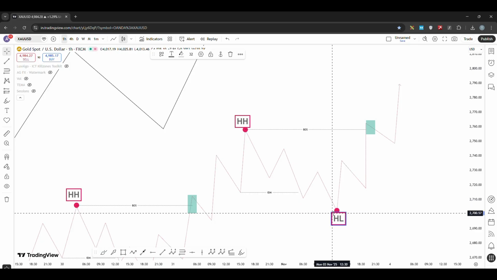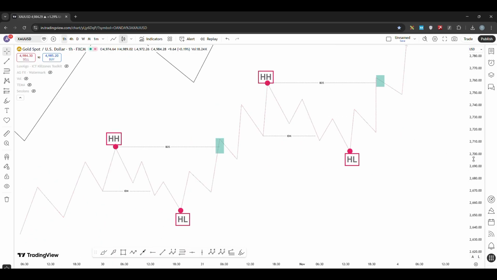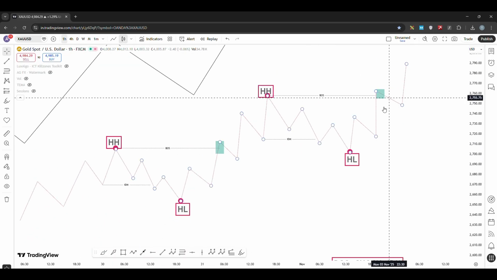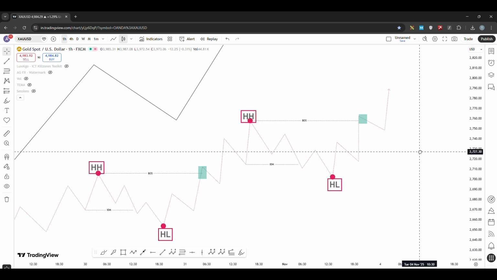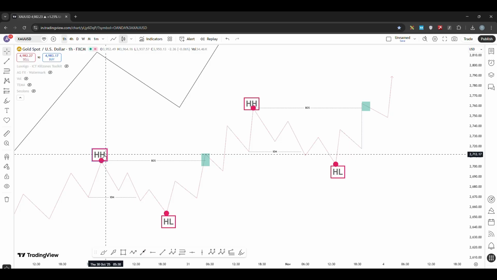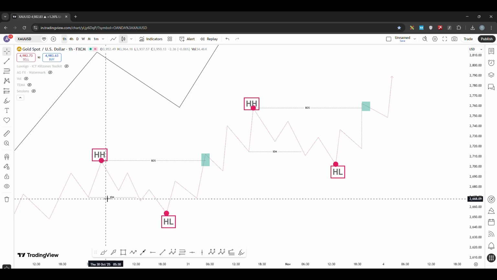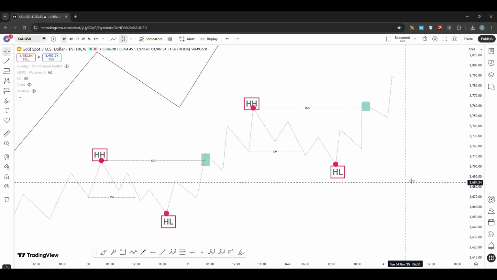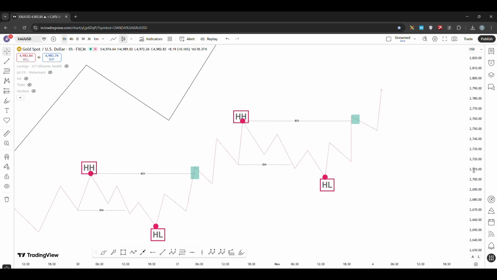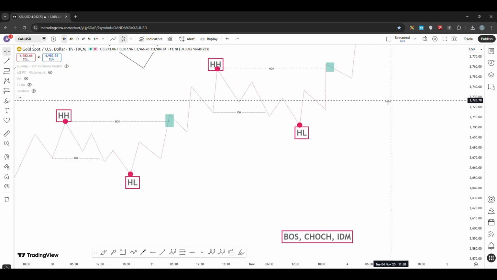And this is how market propagates, right? This is how market continues on the upside and creates the higher highs and the higher lows. Okay, so till now we have understood what creates the higher highs, what creates a higher low, what is a valid break of structure, what is inducement. Till now we have learned that. Now we are going to understand what is change of character.